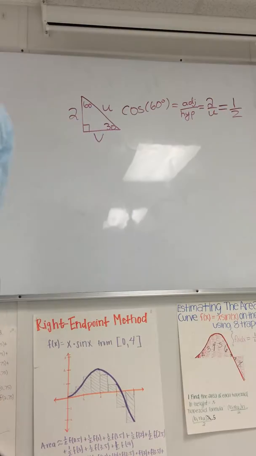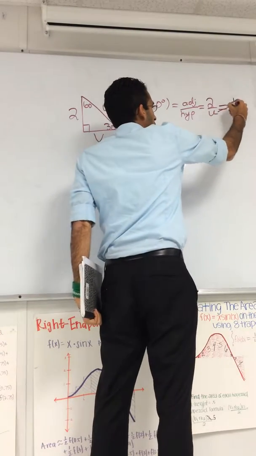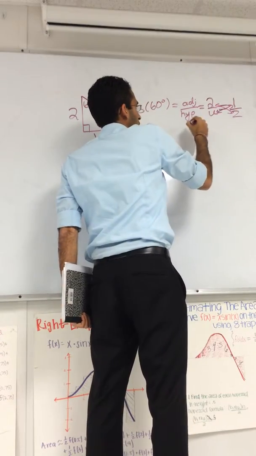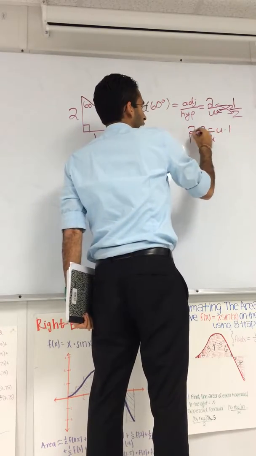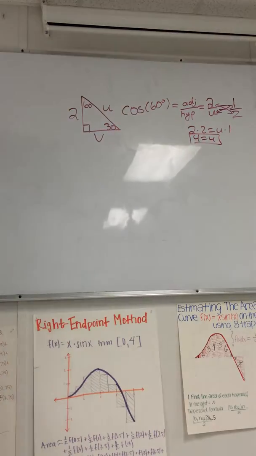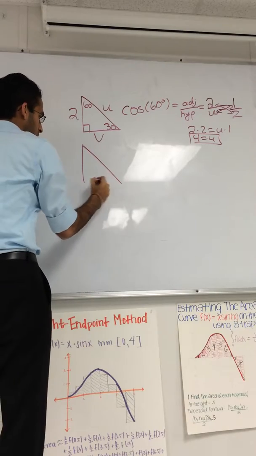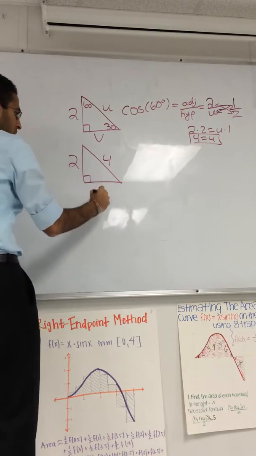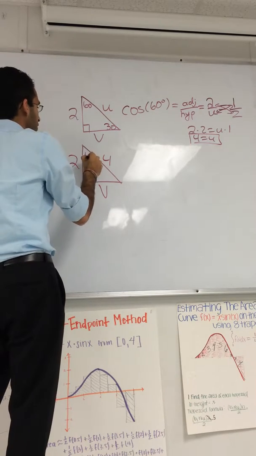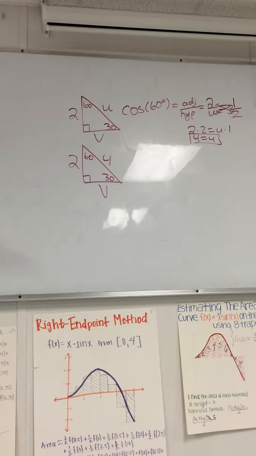So using cross multiplication, 2 times 2 equals u times 1. 4 equals u. So I would redraw the triangle with a 4 written here. Again, you don't have to do this, I would do it though. And now I need to find v.